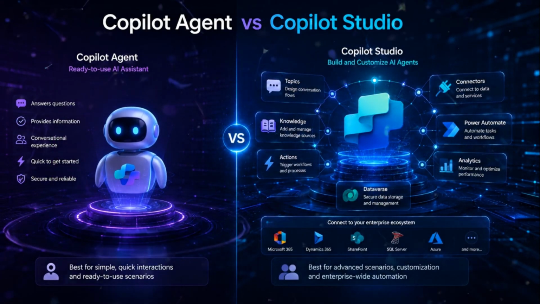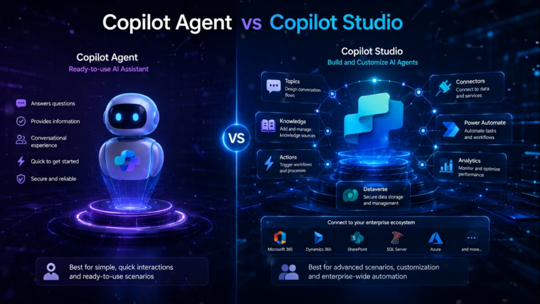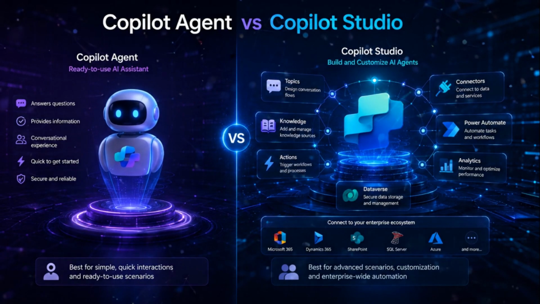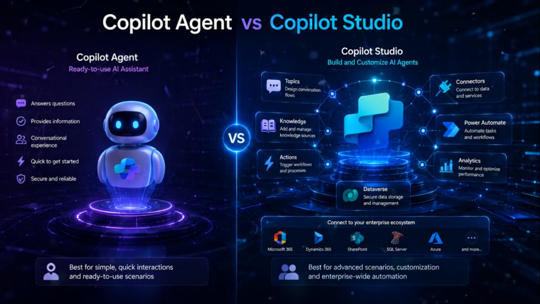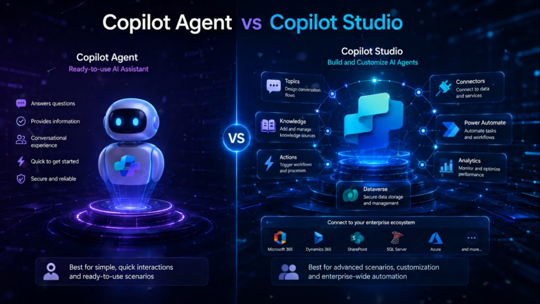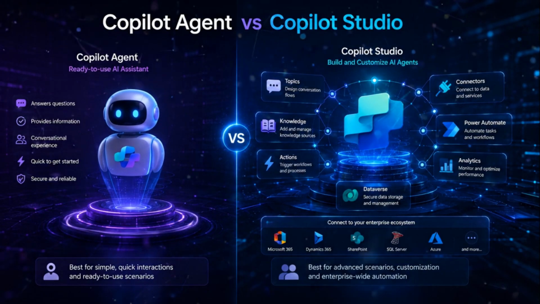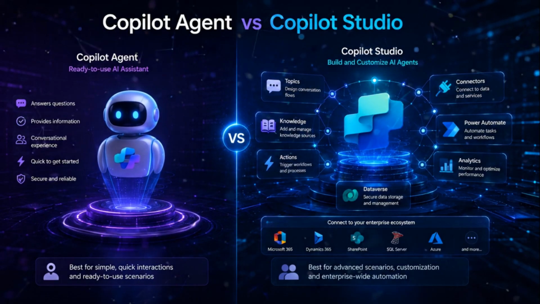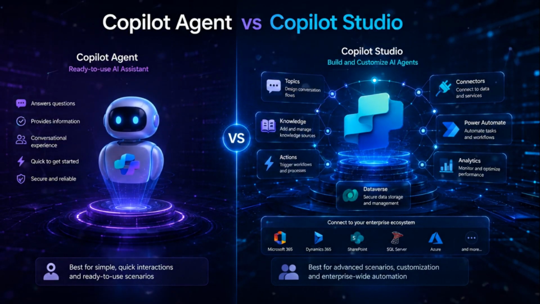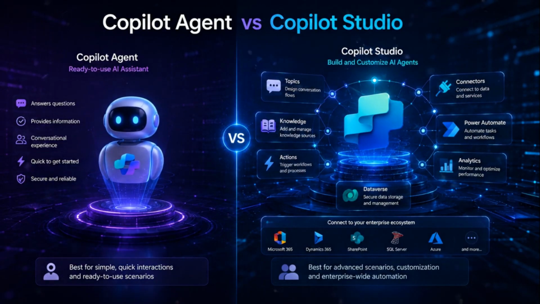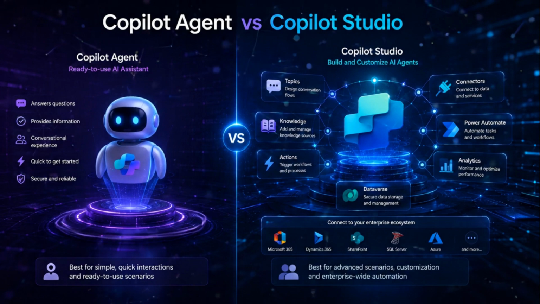Copilot Studio versus Copilot Agent. This is another area that often confuses people. The easiest way to explain it is this. A Copilot agent is usually a more focused and simplified AI assistant created for a specific purpose. You can quickly build an agent to answer questions, search for information, or support a simple business scenario. It's faster, simpler, and more limited, but still very useful for many organizations.